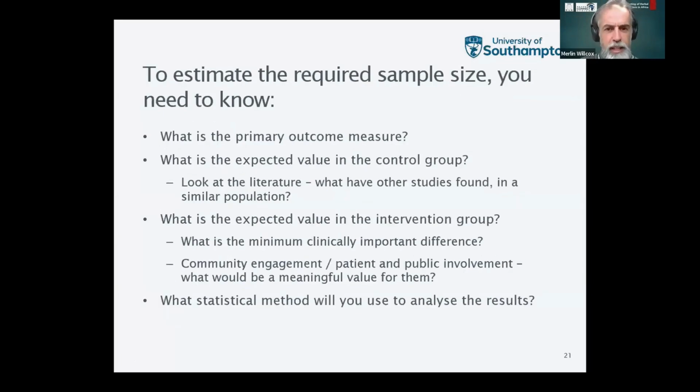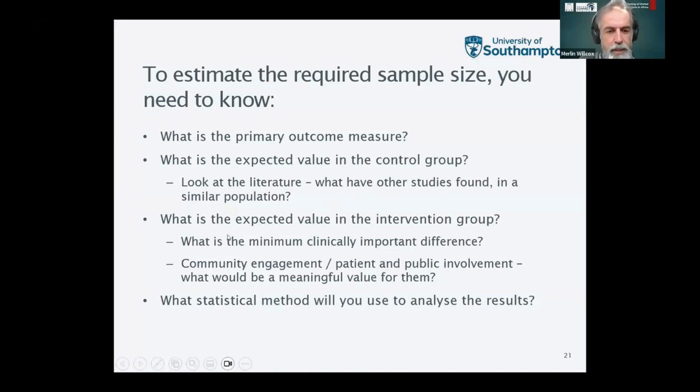So in order to estimate the required sample size, you need to know firstly, what is the primary outcome measure? What is the expected value of this outcome measure in the control group? So without treatment, how many sickle cell crises do patients experience in a year? And to get this, you have to look at the literature. You have to find other similar studies and look at what they found.